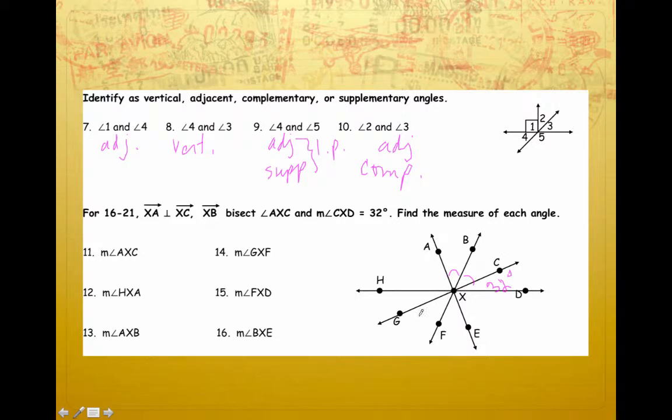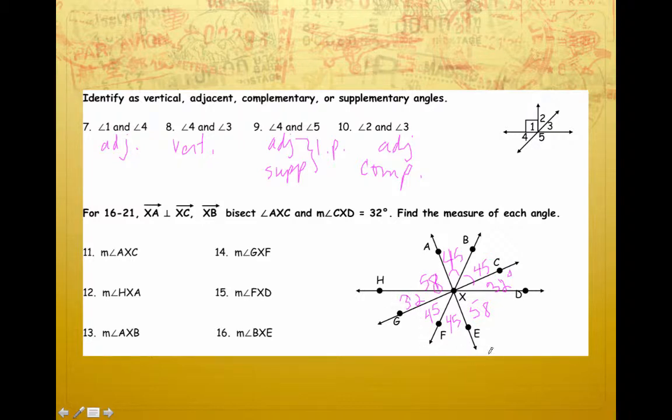Okay, so if these are perpendicular, then each of these chunks in these quadrants is 90. If these are the same, then they're each 45, because together they have to make 90. 32 and this guy makes 90, so this guy is 58. Vertical pairs are the same, so this is 45, this is 45, this is 32, and this is 58.